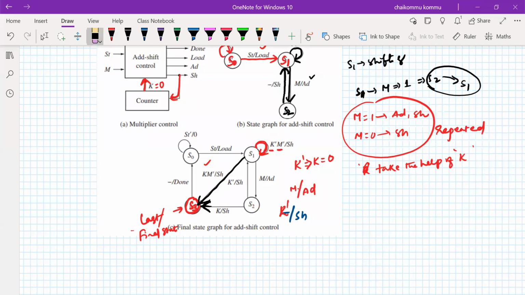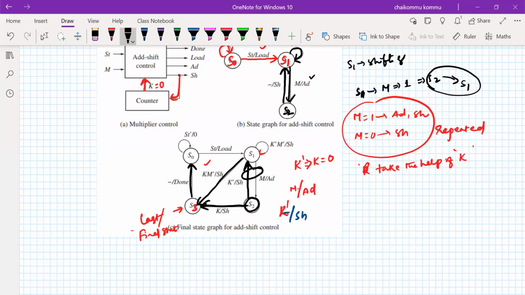So here, you should understand what we are doing. If K is equal to 0, these are the two things that will be there. Now if K is equal to 1, it comes to the additional state. If K is equal to 0 it goes this way, and if K is equal to 1 it comes to the last position. Once you reach the S3 position, then we will go to the initial state.